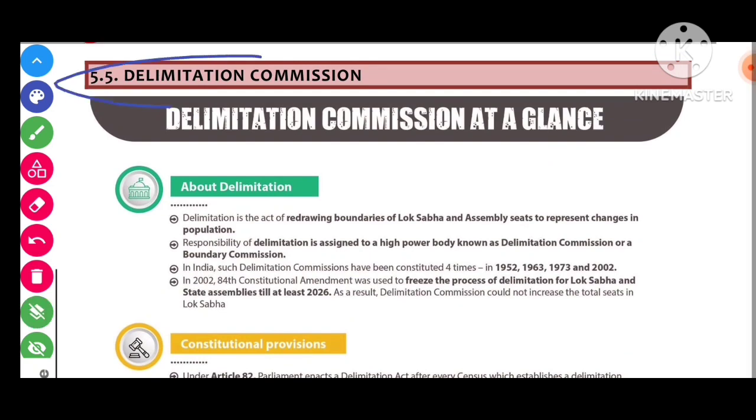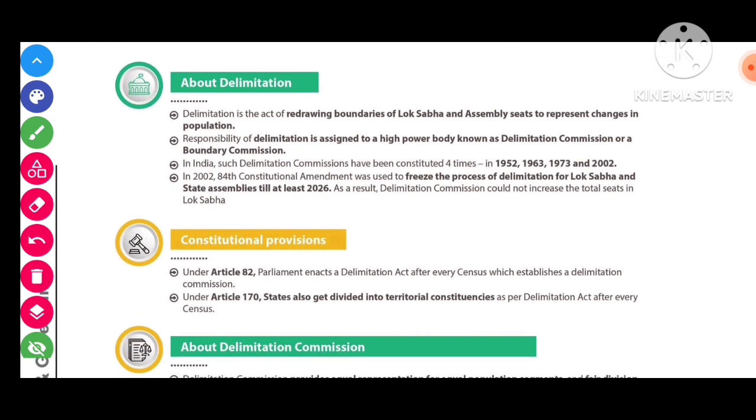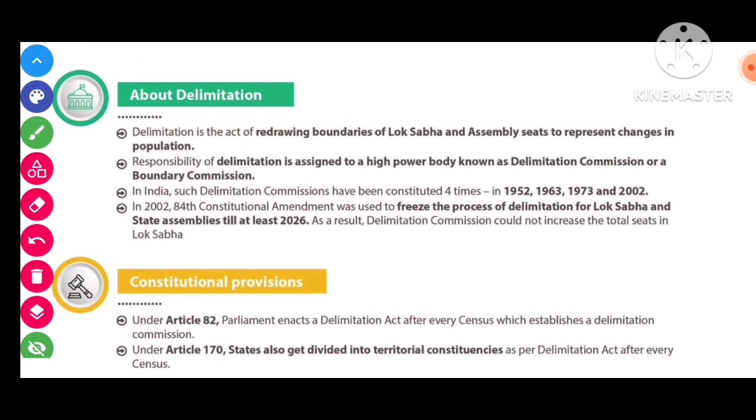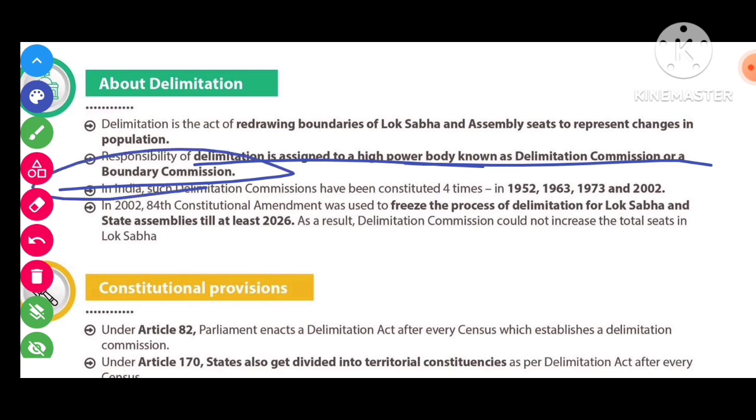And what is the delimitation commission? The delimitation commission is appointed by the President for the set of constituencies either for the Union or for the state. Okay, what is delimitation? Delimitation is the act of redrawing boundaries of Lok Sabha and assembly seats to represent changes in population. And the responsibility of delimitation is assigned to a high power body known as the delimitation commission or a boundary commission.